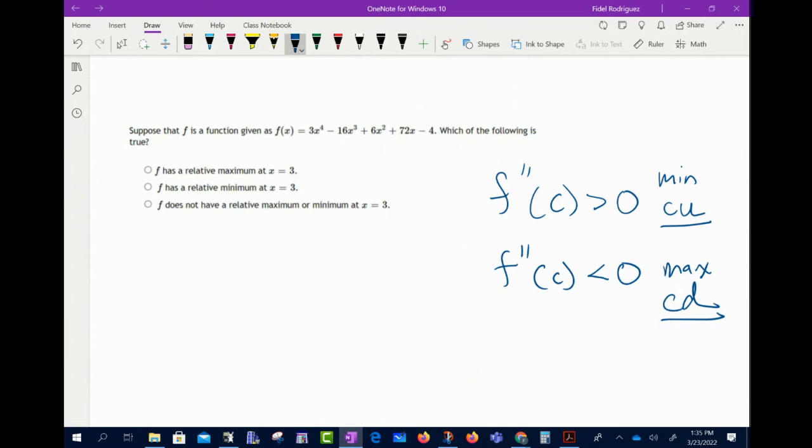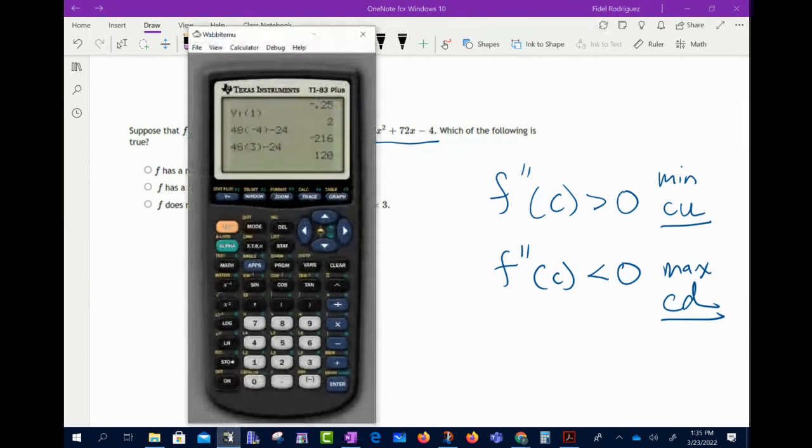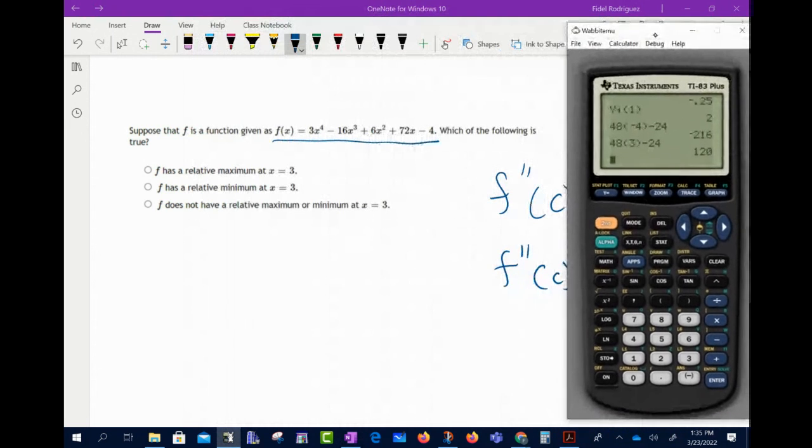Okay? So look what it says. Suppose f is a function. It's given as, and here's my function right here. It says, which of the following is true? We have a relative maximum at x equals 3, a relative minimum at x equals 3, or we don't have a maximum at x equals 3. Okay, so first thing I'm going to do, y'all, if I'm sitting where you're sitting, this would be my first step. Let me clear this out. Let me enter in the function that I have.